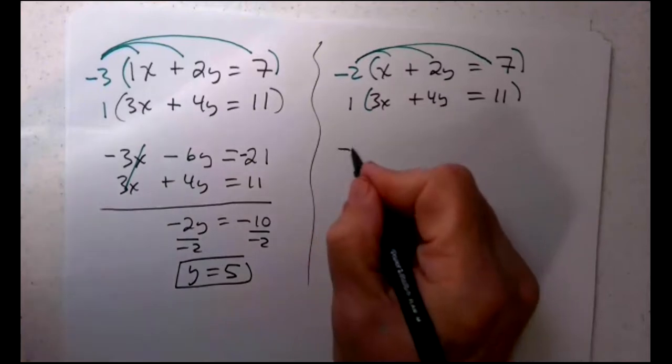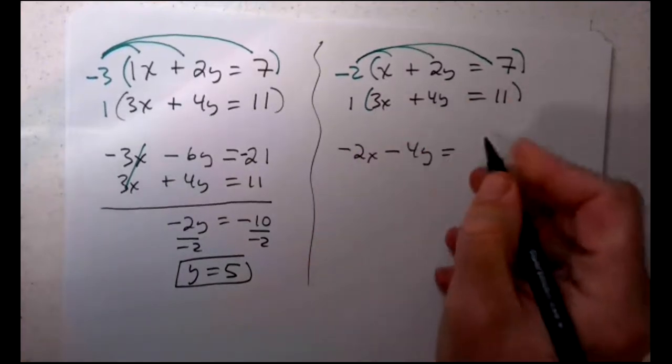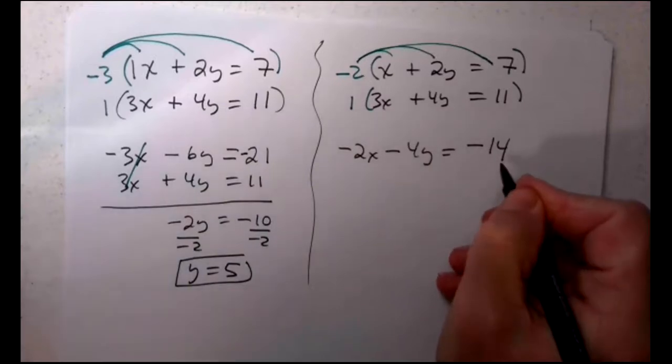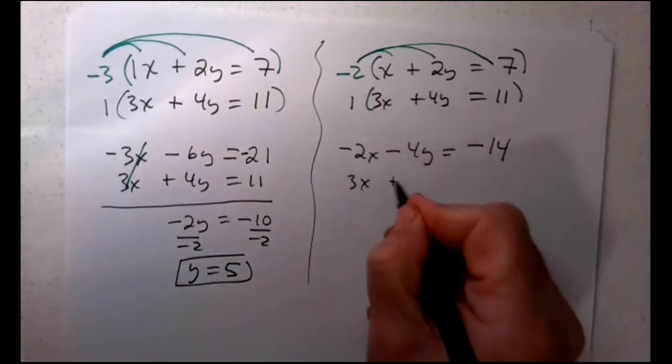Negative 2 times x, negative 2x. Negative 2 times 2y, minus 4y. Negative 2 times 7, negative 14. Do not forget to multiply the right side. Second equation is multiplied by 1. Everything stays the same.